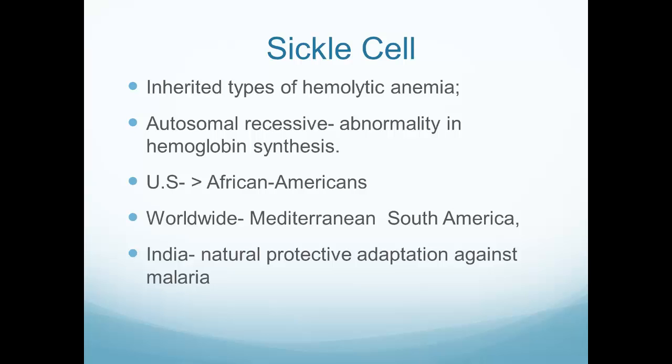Another situation that ends up causing anemia or a decrease in red blood cell count is sickle cell anemia. And sickle cell anemia is an inherited condition, because it's autosomal recessive. It's more common in the United States in African Americans. Worldwide, it's more common in the Mediterranean and South American populations. The Indian population seems to have a natural protection.